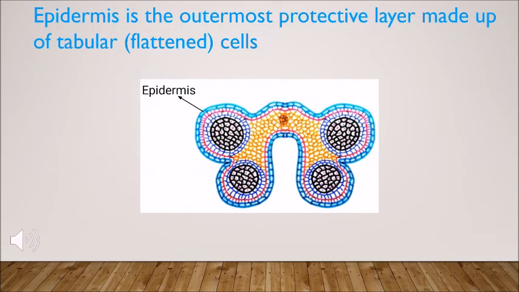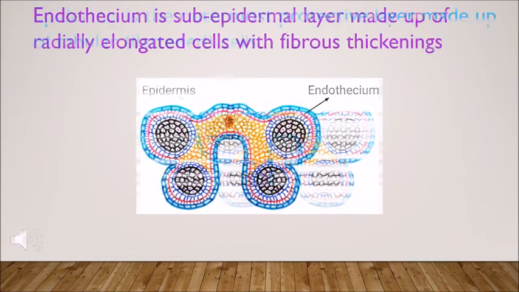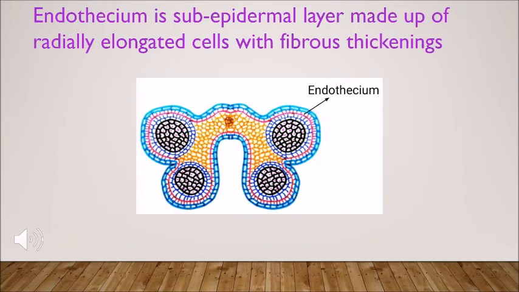As we all know, the wall of mature anther consists of four layers. The first and the outermost layer is epidermis. You can see in the diagram the blue color layer is epidermis, and it is the protective layer made up of tabular, that is flattened cells. After the epidermis comes the second layer, endothecium, a sub-epidermal layer made up of radially elongated cells with fibrous thickenings. You can see the pink color just below the epidermis, the layer of endothecium.